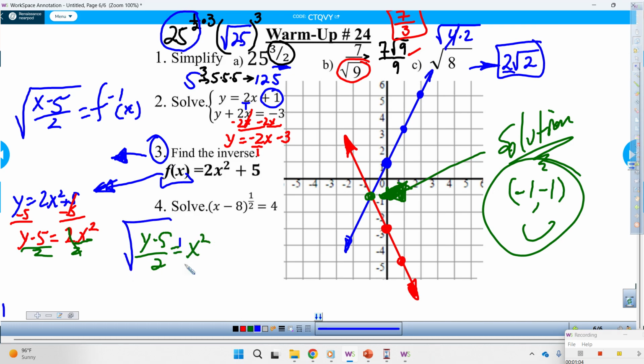From there, we take the square root. This cancels that. And then from there, we exchange the variables. So square root of x minus 5 over 2 equals y, and change it to f of x.